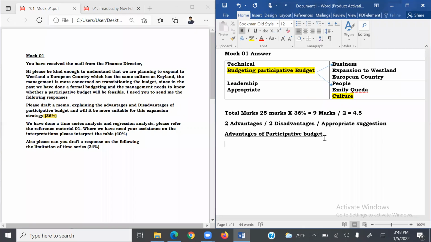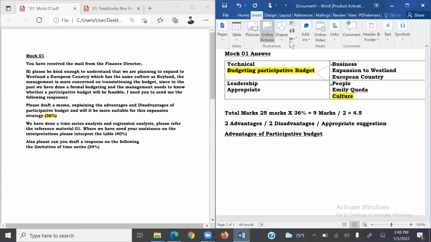I'm getting the answers. Participative budget. Benefits, correct. Benefits of this, please. What are the benefits of this? Can you tell me, students? Advantages, benefits, all are same. Now, students, there are two types of budgeting, as you know. One is known as the top-down budget, which is the formal budget.